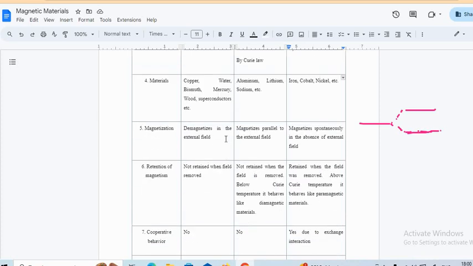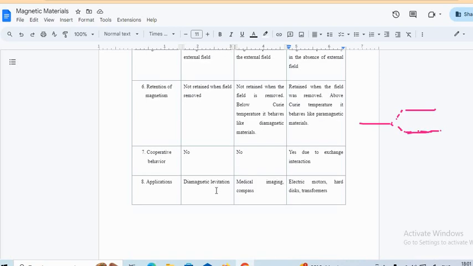Now, magnetization and demagnetization in the external field. Magnetization is parallel to the external field in paramagnetic material. In ferromagnetic material there is magnetization spontaneously, even in the absence of an external magnetic field. Now depending on the application, the retention of the magnetic field: the diamagnetic material obviously does not retain any magnetic field. Paramagnetic also does not retain. But in the case of ferromagnetic, it retains magnetization, so the retentivity value is there.